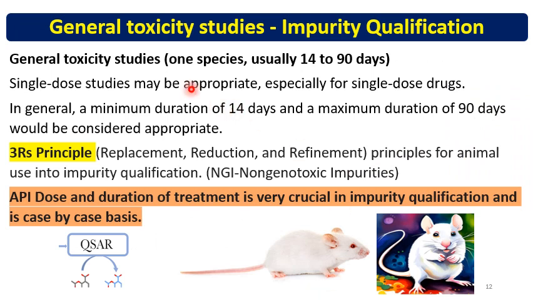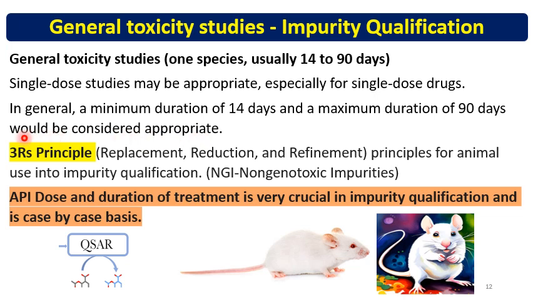General toxicity studies, one species, usually 14 to 90 days, are done. Single dose studies may be appropriate for single dose drugs. See, if the drug dose is single, at that time single dose studies may be appropriate, and in general a minimum duration of 14 days and a maximum duration of 90 days would be considered appropriate.